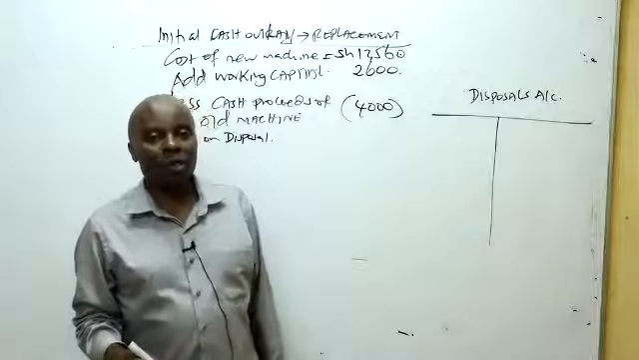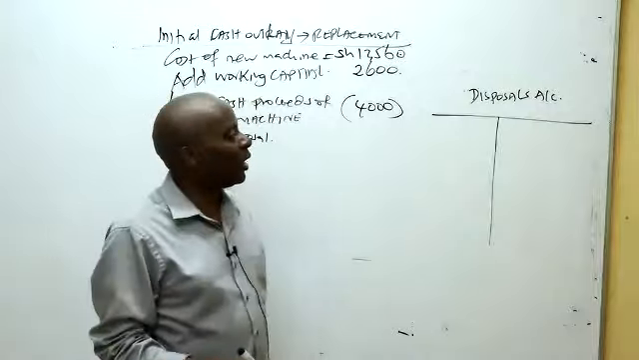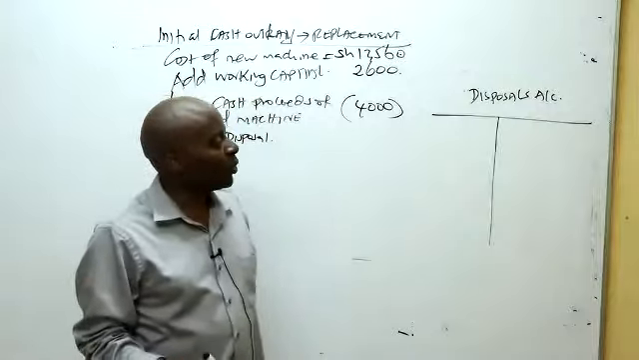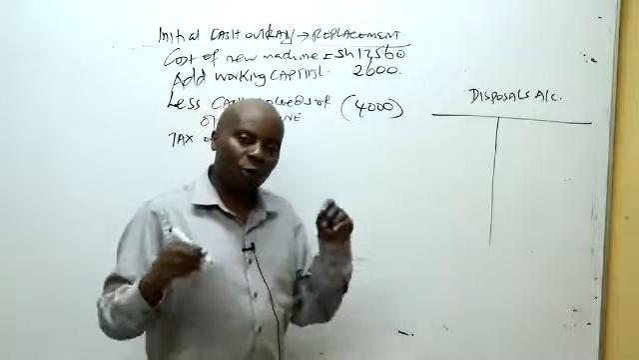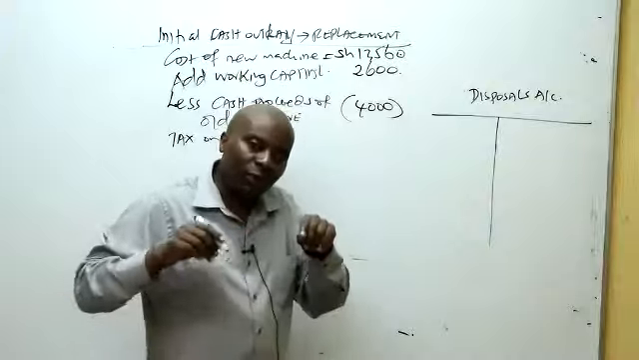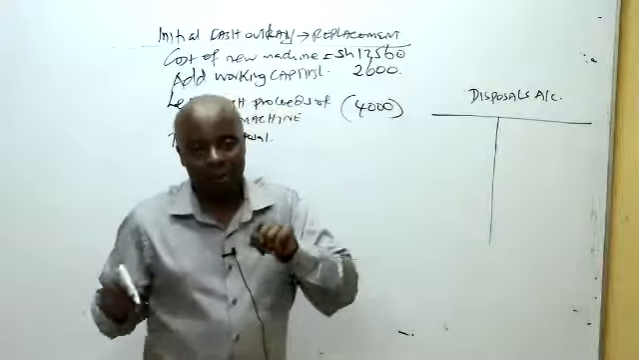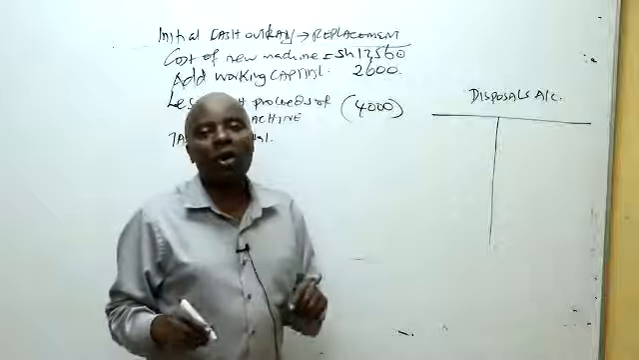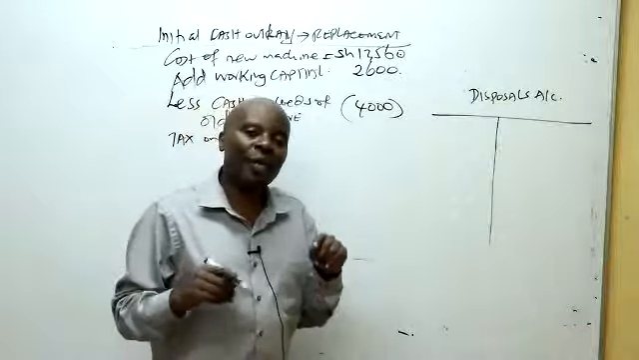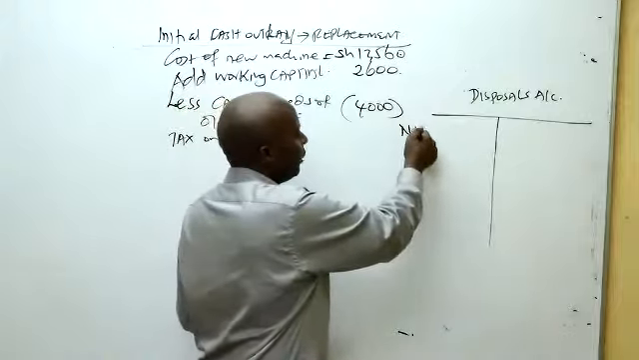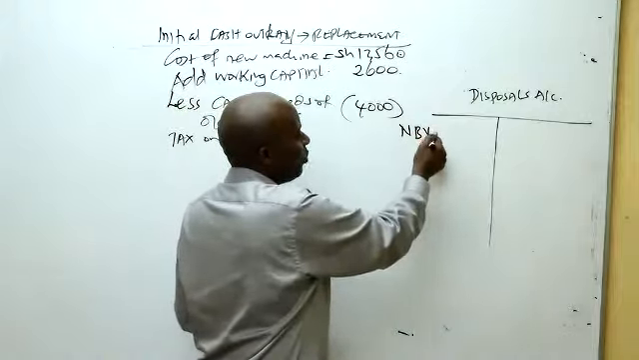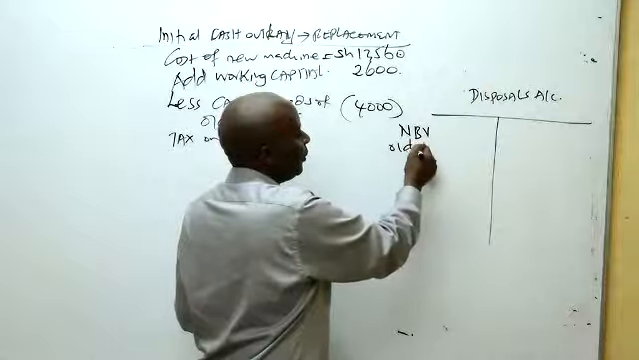So disposals account, ladies and gentlemen, what do we have here? I would want to know, this old machine that I'm going to dispose, am I going to make a profit out of it? Or in this case, am I going to make a loss out of it? So I need the net book value of the old machine.